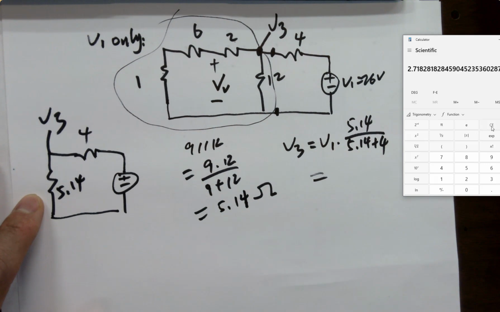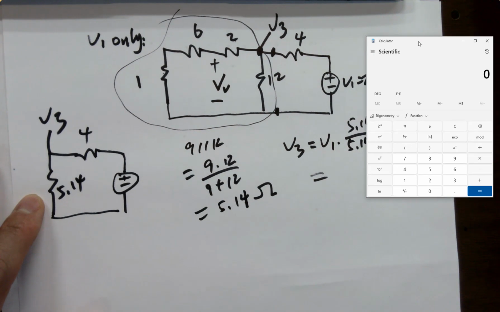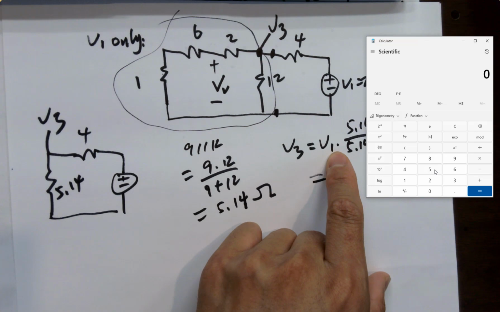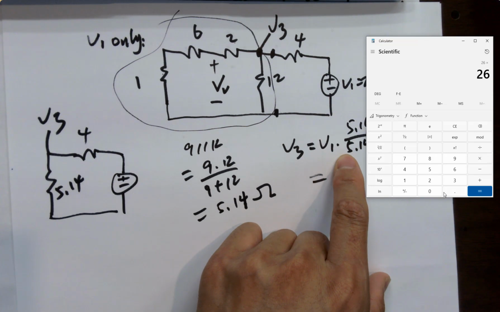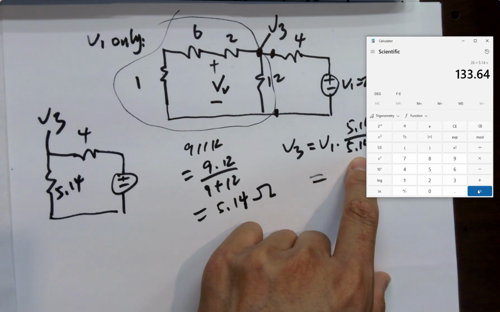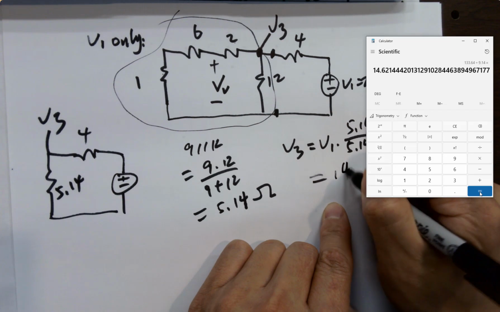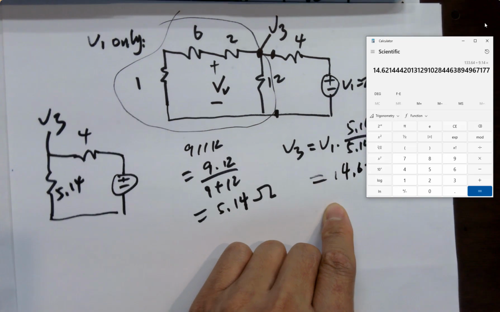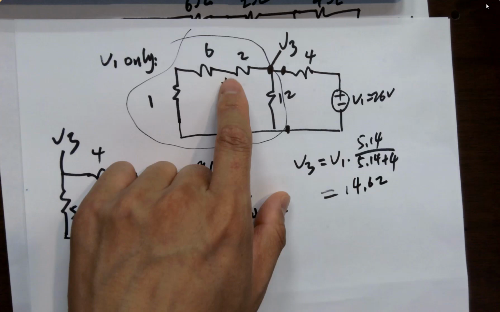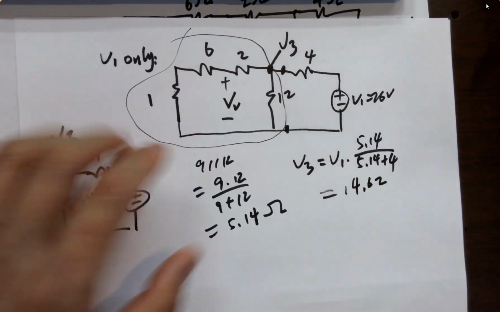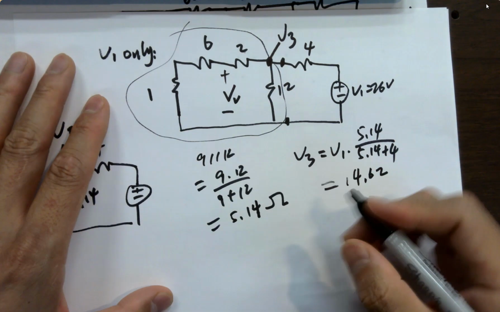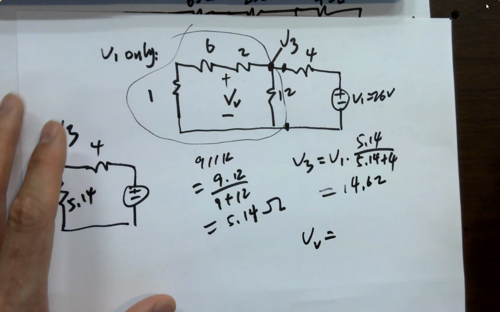And this is basically 26 times 5.14 divided by 9.14. That's 14.62, which is V3, right? But it's asking for VV, right? So VV is another voltage divider, another one.